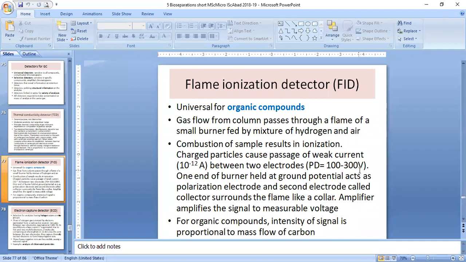Flame ionization detector. It is also called FID. Sometimes in the exam, don't be surprised if they ask you a question and in that question they put the short form FID.